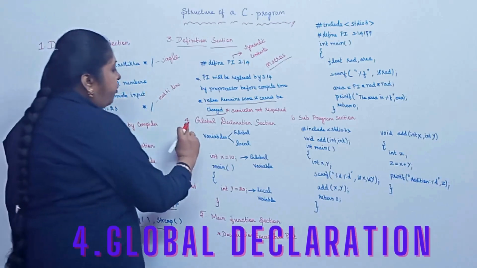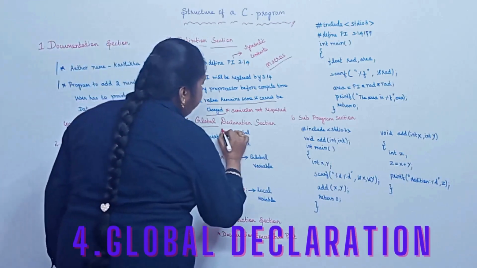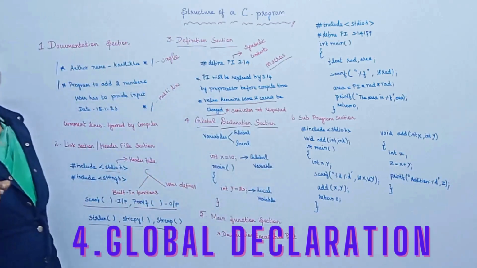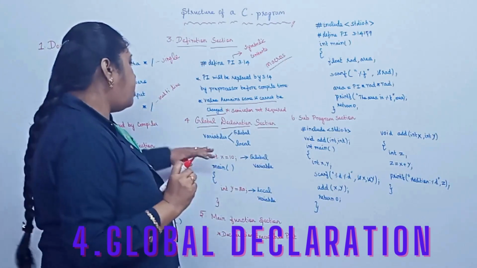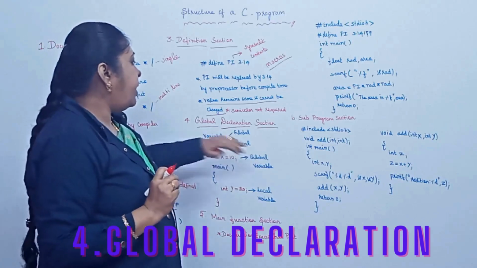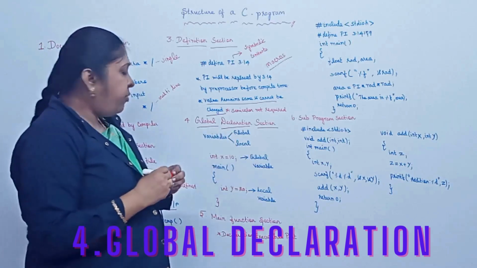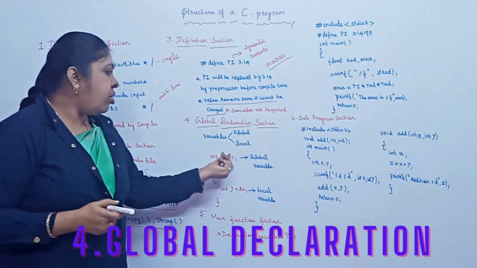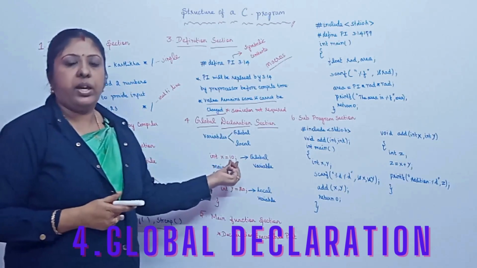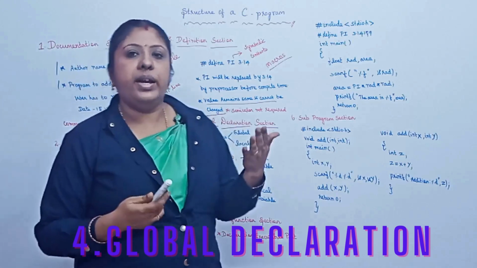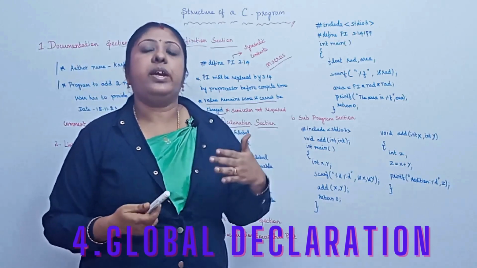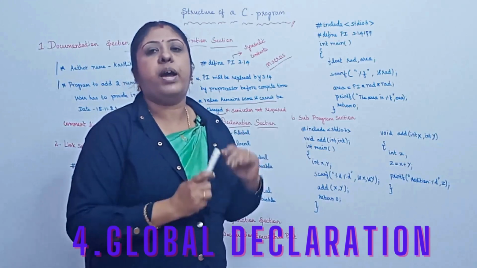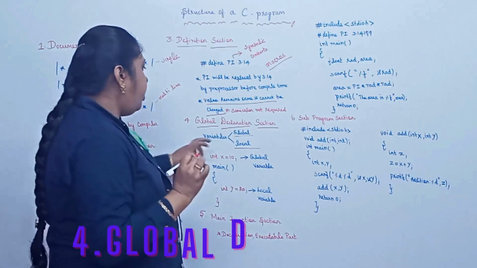Next comes the fourth one, the global declaration section. Here we can define variables in two parts, as global and local variables. First of all, what a variable is: we use a variable to store a particular value in memory so that when the programmer needs, he can retrieve the value from the memory and manipulate it. That is the part of the variable.